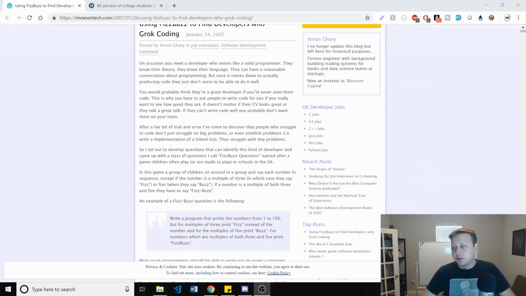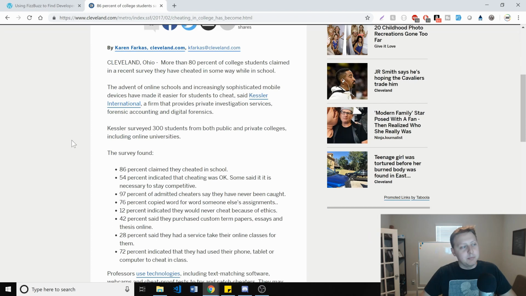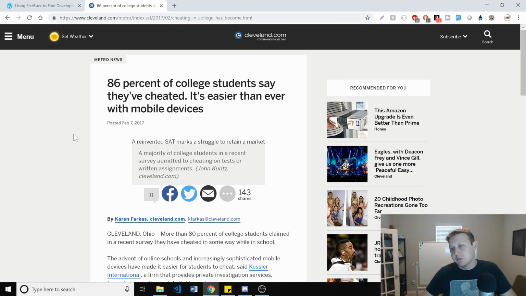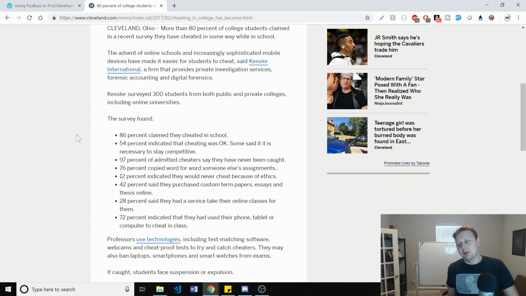You have people graduating with CS degrees who can't solve basic algorithms. And there's a couple of reasons why. This is what I believe, is because most people cheat through college. 86% of college students cheat. A lot of people pass the test through memorization. They don't really learn, and you can go look at the stats on cheating in college and why that might be.